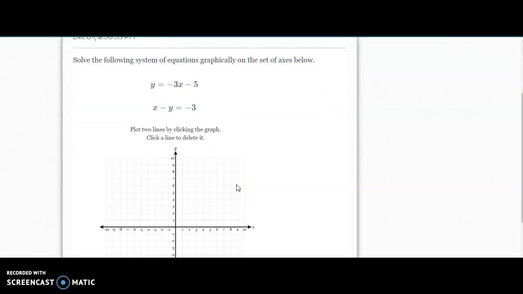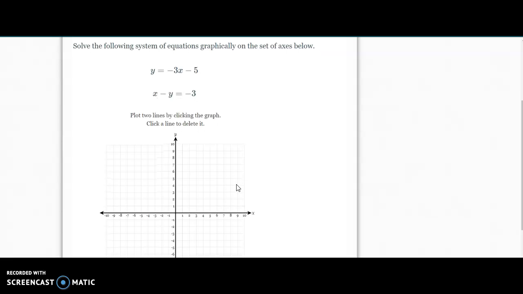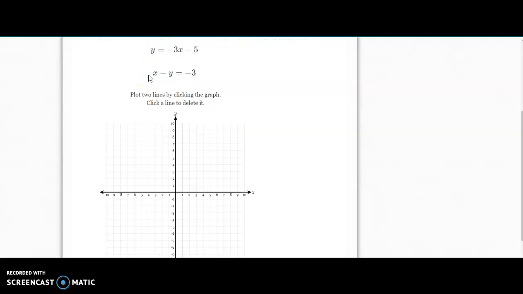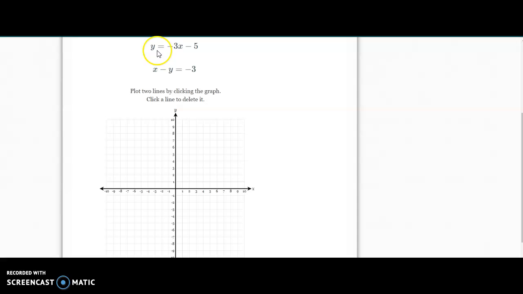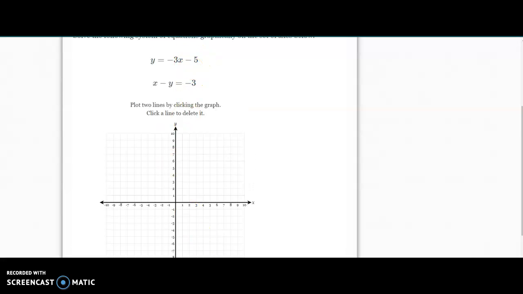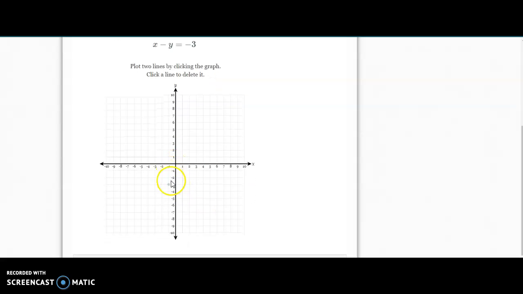It says, solve the following system of equations graphically on a set of axes below. So the first thing that I need to know is, are my equations in slope-intercept form? Well, the first one here is. So I'm going to show you how to graph this one and then how to solve for the second one. It says y equals negative 3x minus 5. This negative 5 is where it's going to intercept on my y-axis. Remember, that's our y-intercept. So if I look down here, I'm going to go to negative 5 and put a dot.